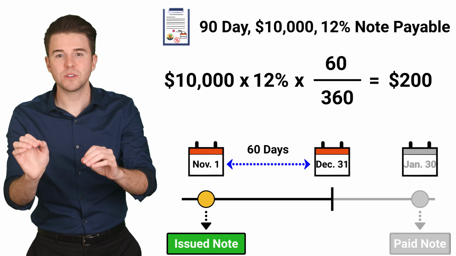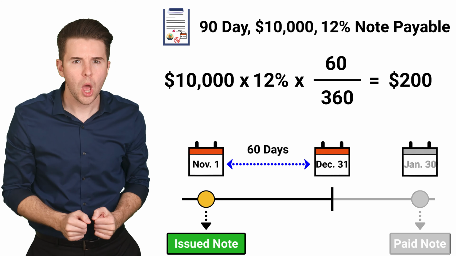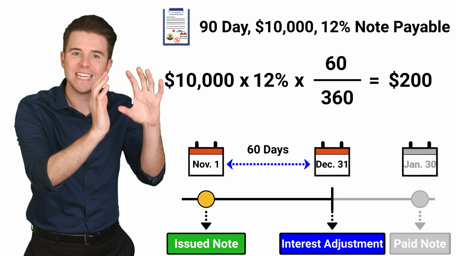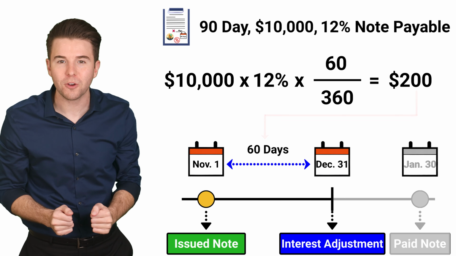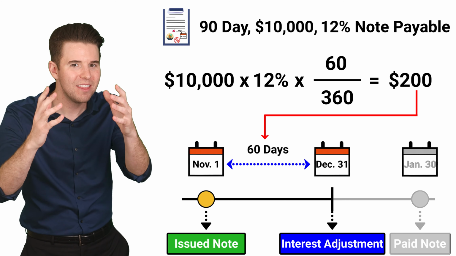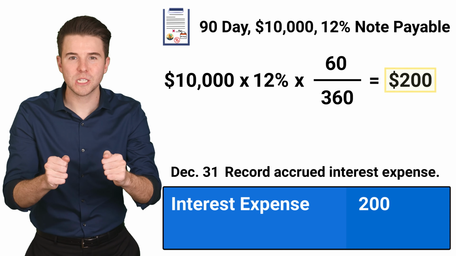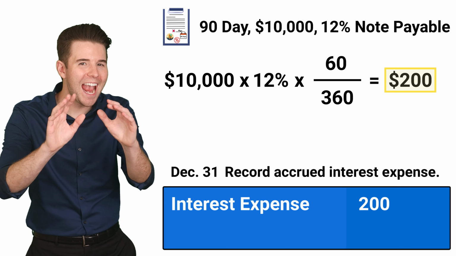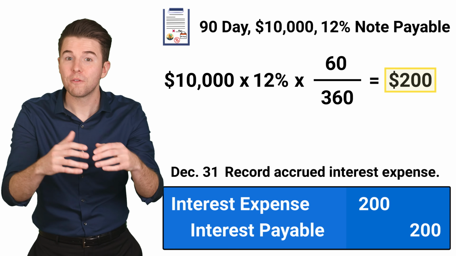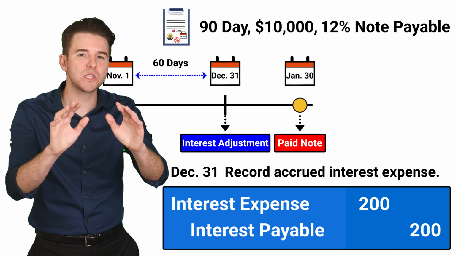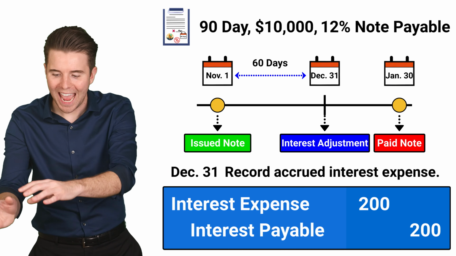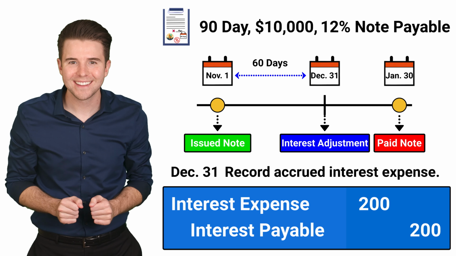Now, taking our interest expense of $200, we need to record an adjusting entry on December 31st to recognize this interest expense. To do this, we debit interest expense for $200 and credit interest payable for $200 because we owe that interest payment next period.